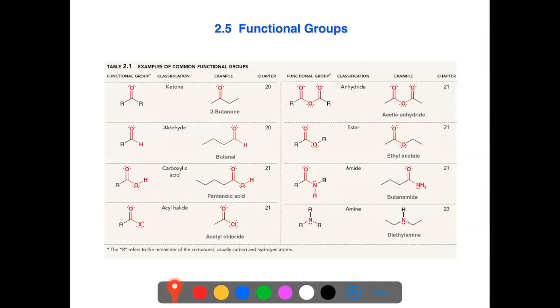So again, this table summarizes examples of common functional groups. And this classification system allows us to organize organic molecules into groups which are named in a similar way, generally have similar properties, and also react in a similar fashion in the presence of reagents.